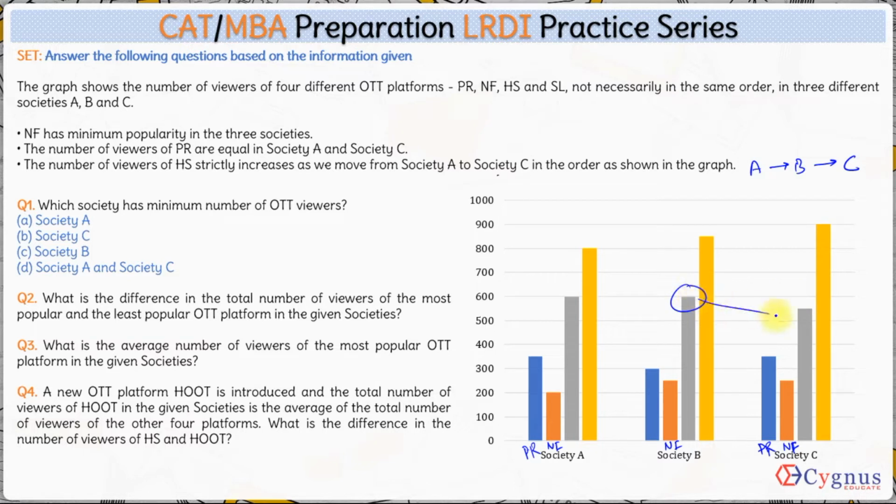And if you look from B to C, it is decreasing further. Not just failing to increase, it is actually decreasing. Hence this cannot be HS. That means the yellow bar has to be HS. You see, the number of viewers are strictly increasing when we go from A to C. Okay, hence this is HS over here. This is PR. Finally, the only platform remaining is SL, and that has to be the gray bar. This is SL here.